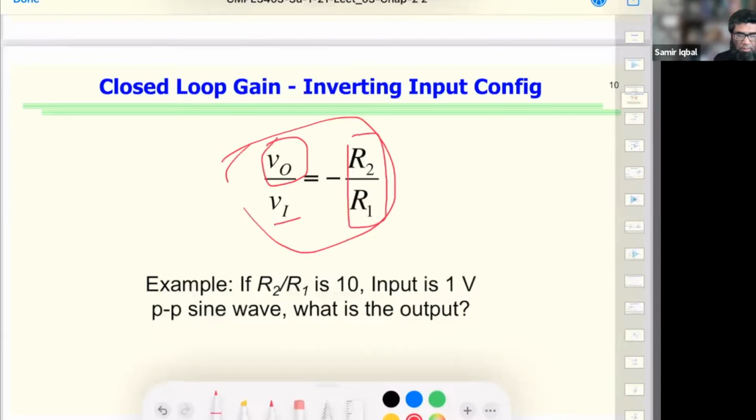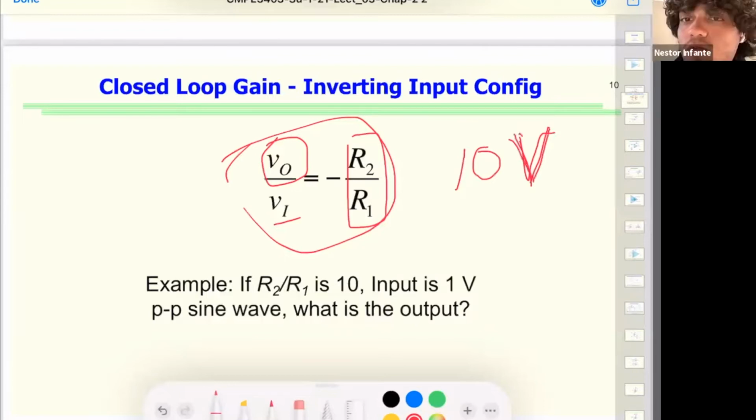All right, who's giving me the answer? It's 10. 10 what? Volts. 10 volts, all right, very good. What else? Look at the input, is it just a DC? The input is a 1 volt sine wave, peak to peak. So we have to write PP like the way it's written in the input. 10 volt peak to peak, all right.